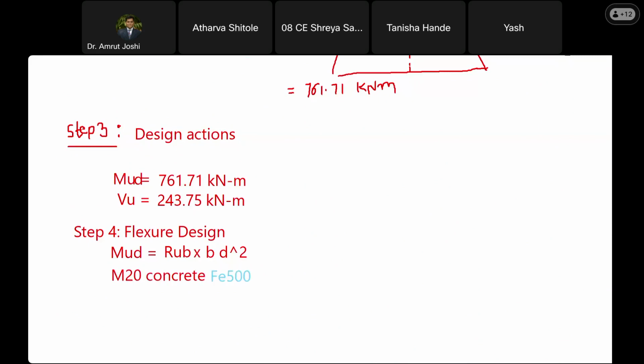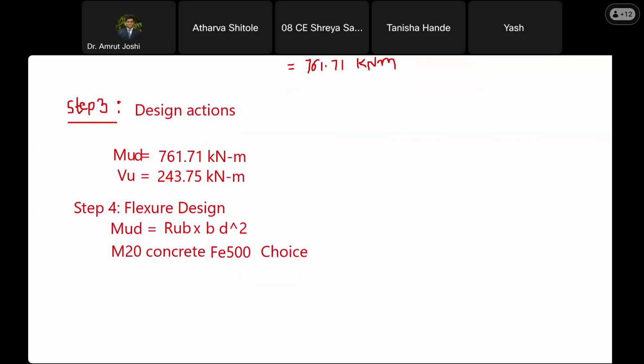So what is the choice of material? I am going to use M20 concrete and Fe500. This is not given; this is our choice. Happy? Yes, sir. For M20 grade concrete and Fe500 grade steel, can you tell me the value of RUB? We have a table with us, isn't it? Yes, sir. It is 2.66. So RUB for this combination is 2.66.